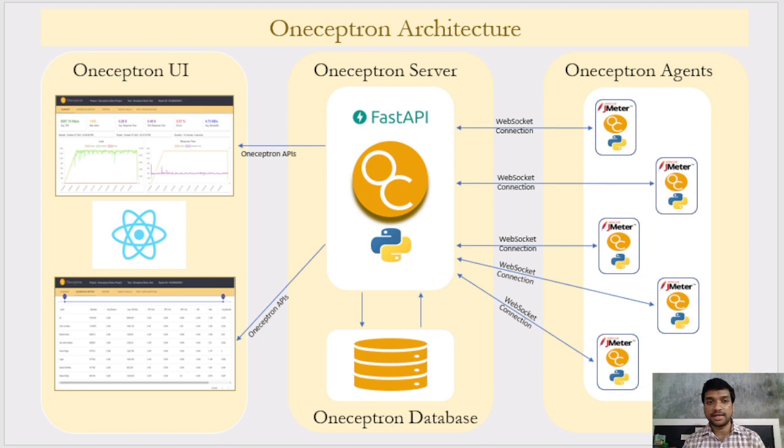Now moving on to the architecture diagram of Oneceptron. Oneceptron consists of 4 components: Oneceptron agents, Oneceptron server, Oneceptron database, and Oneceptron UI. Oneceptron agents are written in Python, and these agents automatically download and use JMeter. You can install any number of agents on multiple engines.